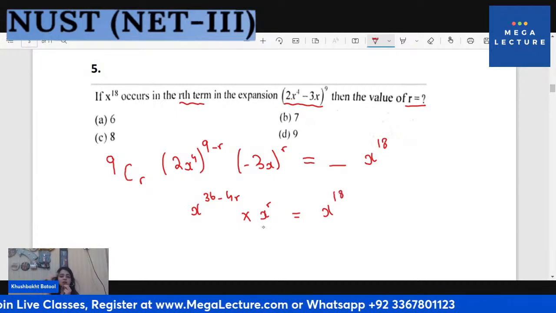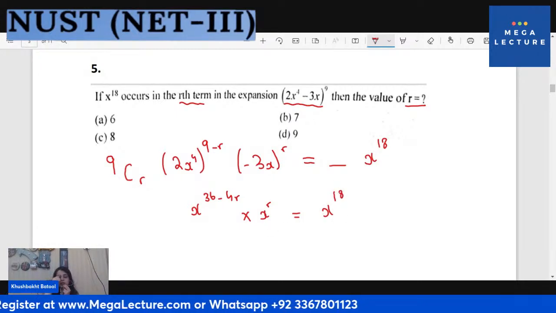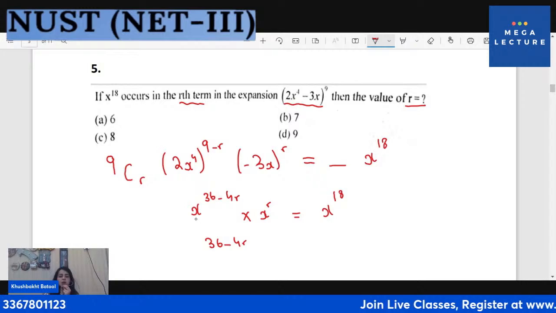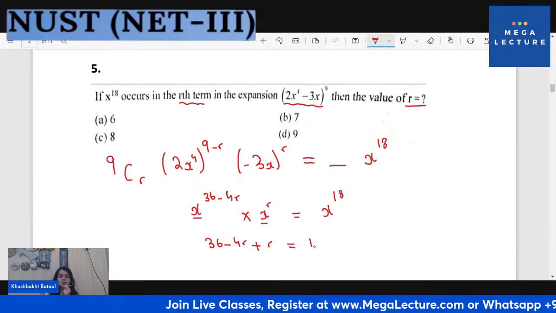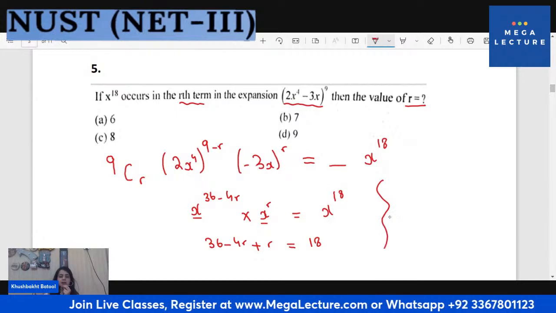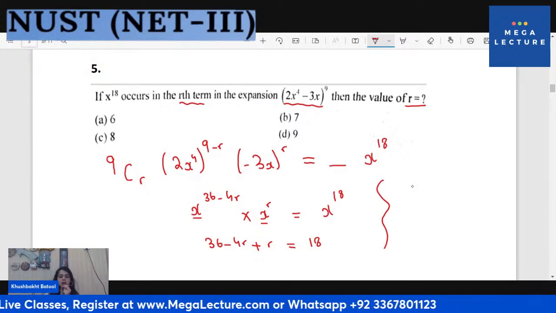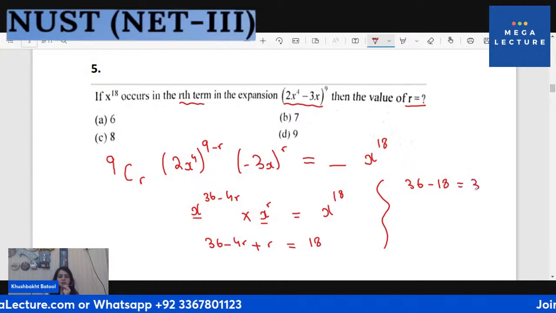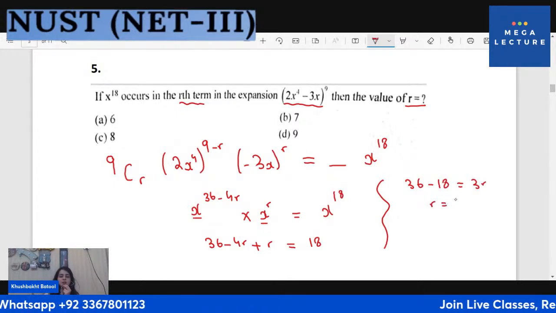I have forgotten the coefficients. I'm not interested in them. I'll just equate the powers of x. So 36 minus 4r, when bases are the same, powers can be added. This is equal to 18. And upon simplification, I am going to get 36 minus 18 equals 3r. r is going to be 6.